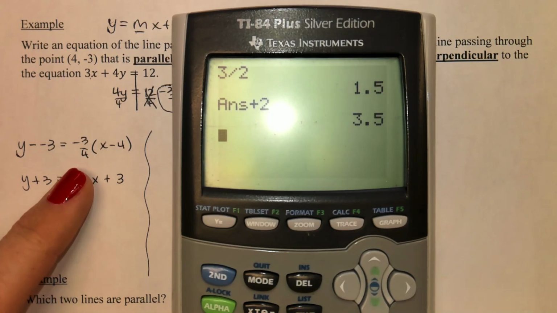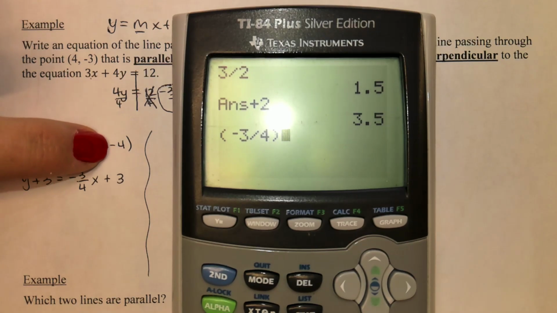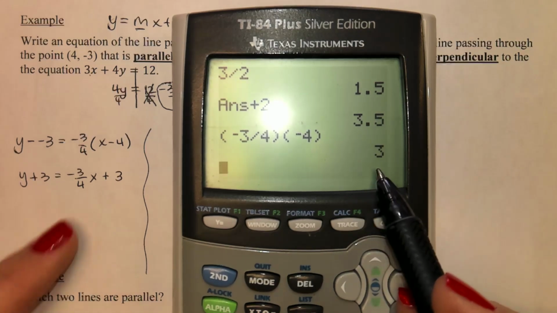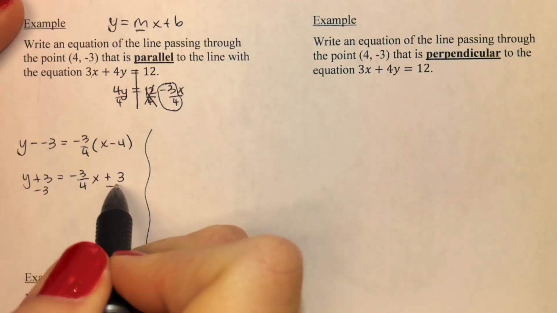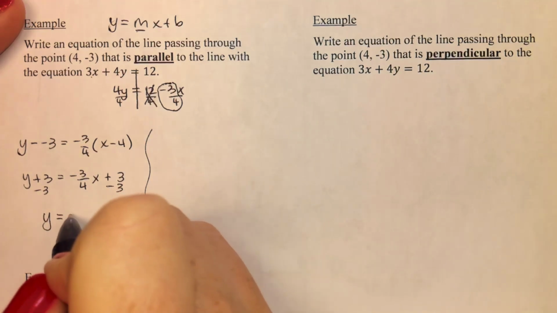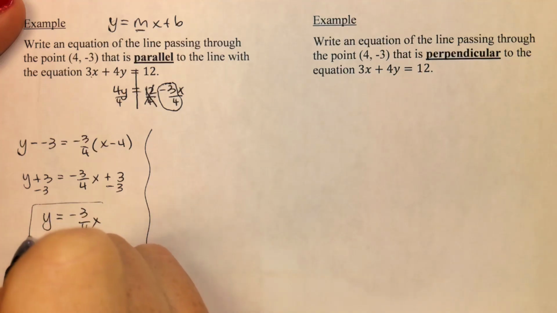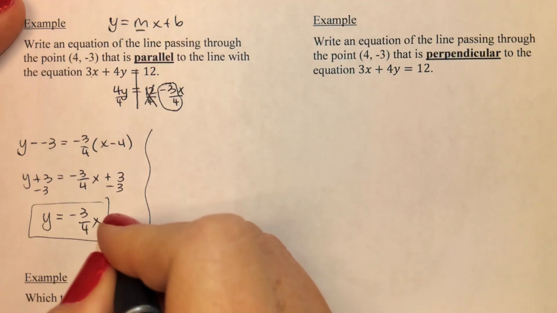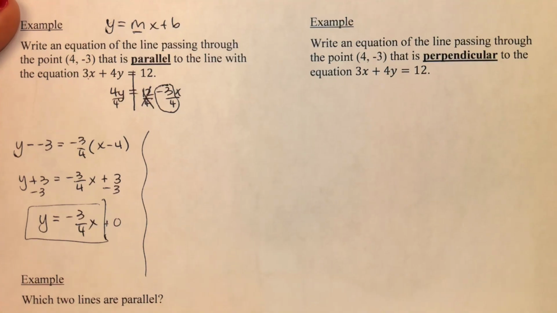So if you have -3/4, and that's getting multiplied by -4, the answer is 3. And then we'll minus 3 to the other side. Oh, that's kind of wild. The 3 and the -3 will go away, so this is just my equation. My y-intercept is technically 0, which you can totally write. I just chose to leave it off.